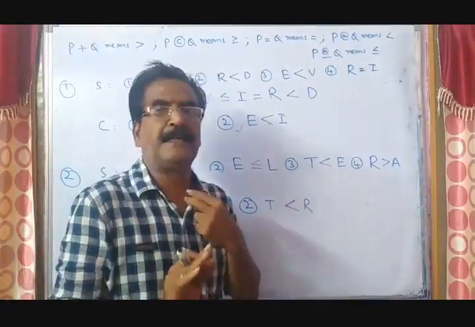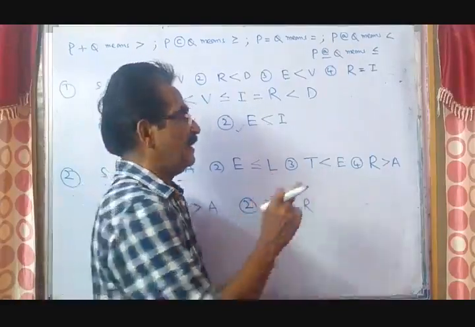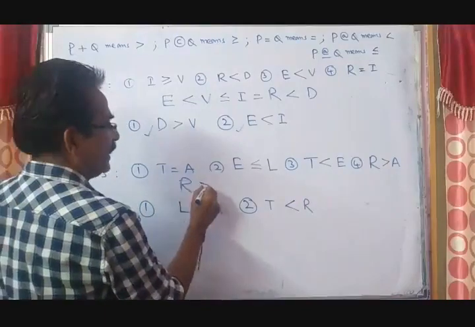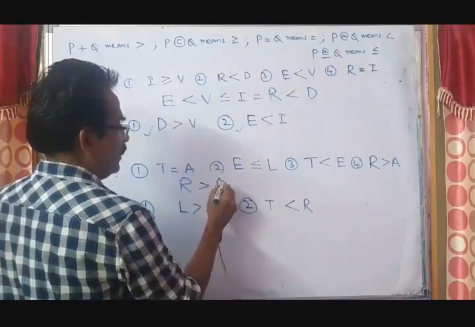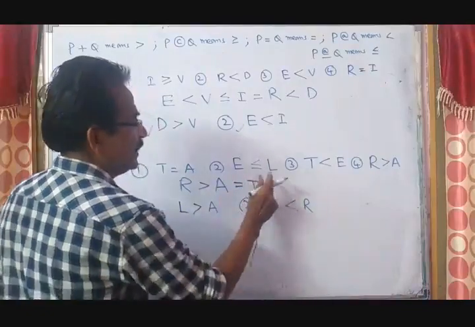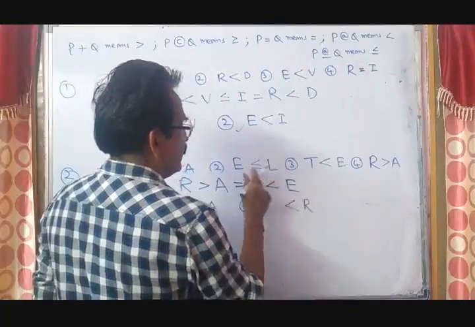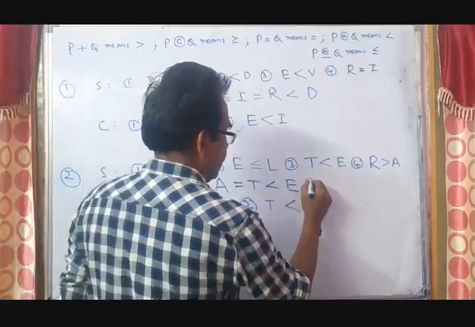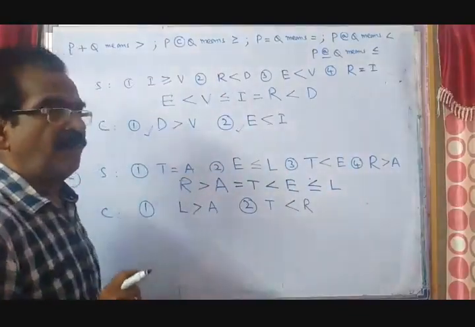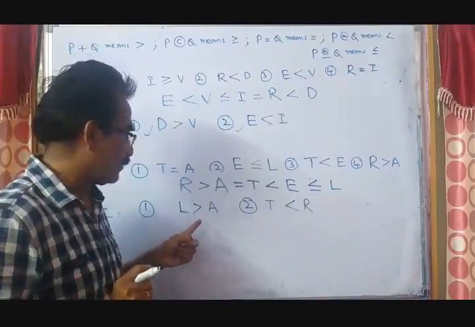If you begin the statement with R, then the statement ends with L. R greater than A. A is equal to T. T less than E. E less than or equal to L. Now the statement line is fine. Now let us verify the truth of these conclusions.